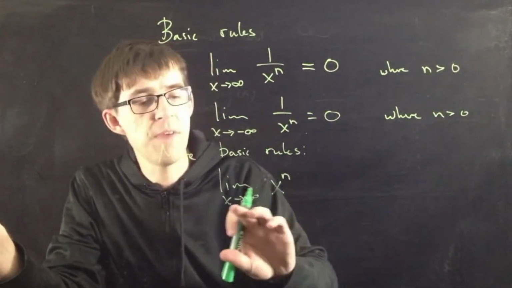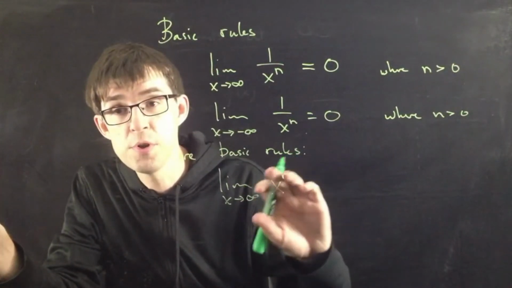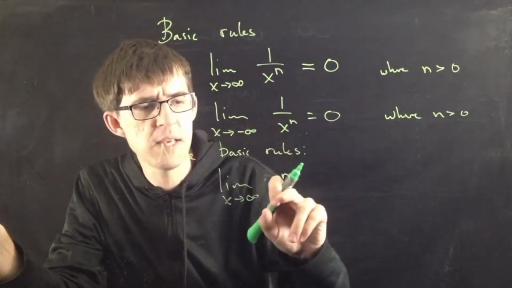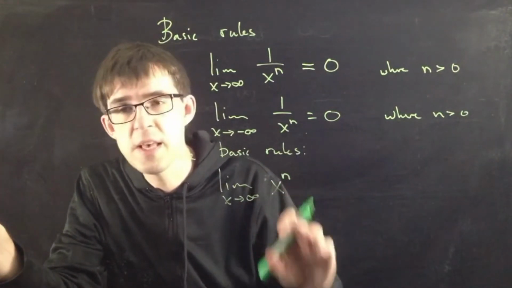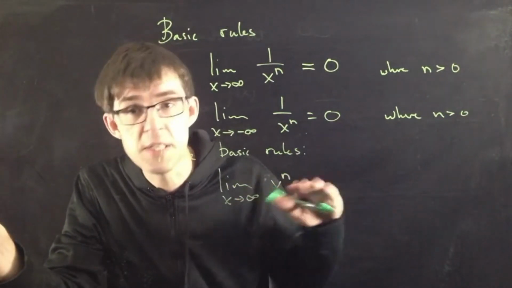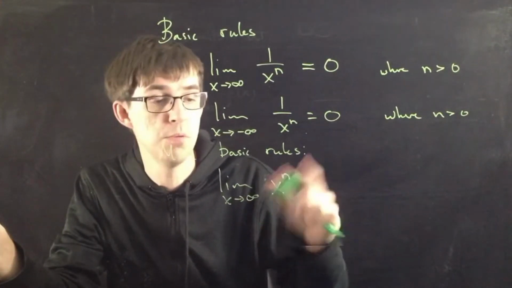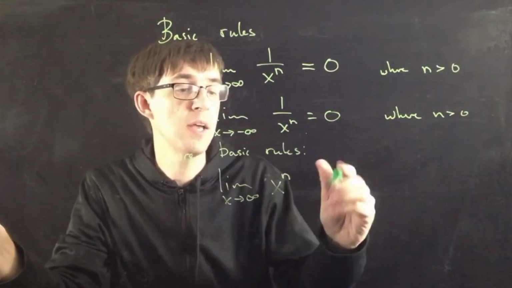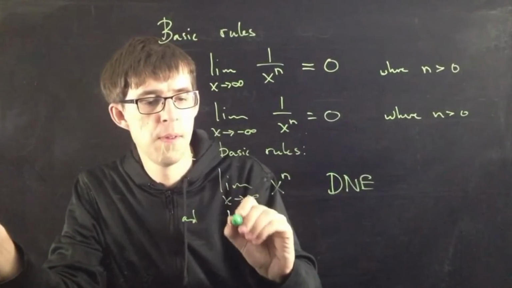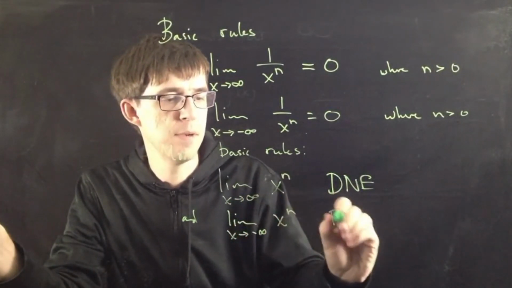You have to ask yourself, if x is becoming very, very large, then what y value will this approach as x continues to get larger? The answer is this will not approach any y value. If x continues to get very large, then x to the n will also continue to get very large and will not eventually stabilize at any value. As x goes to infinity, this is also going to go to infinity, I suppose. But I'm just going to say this limit does not exist. And the same goes for minus infinity. This limit does not exist.